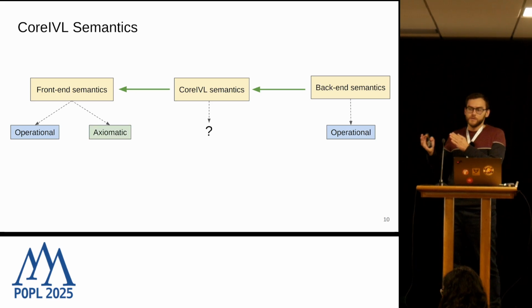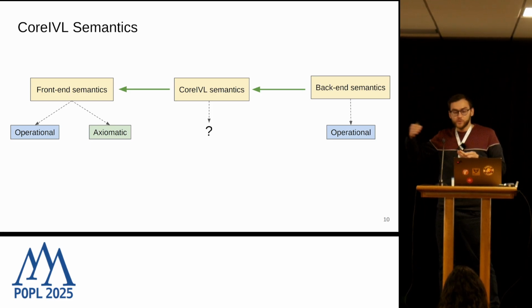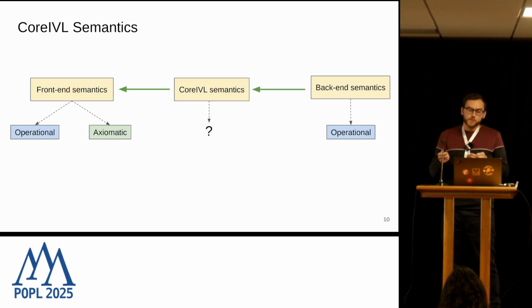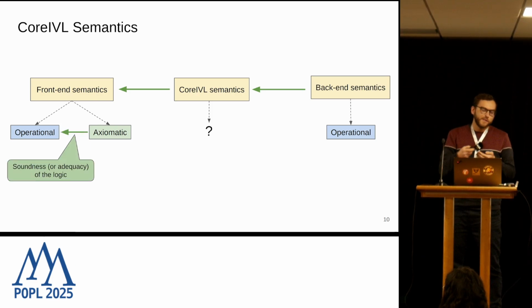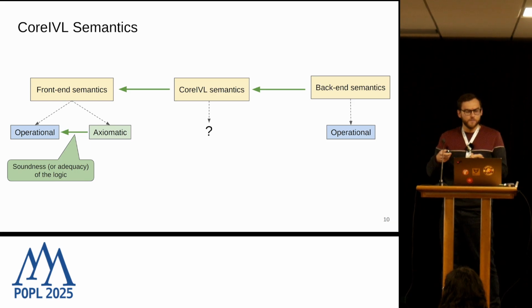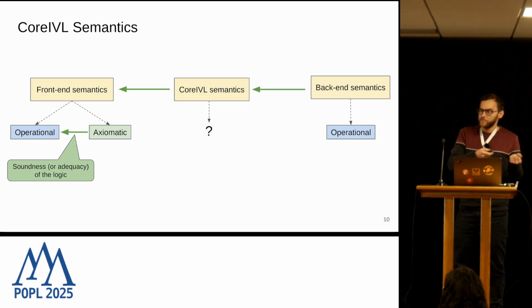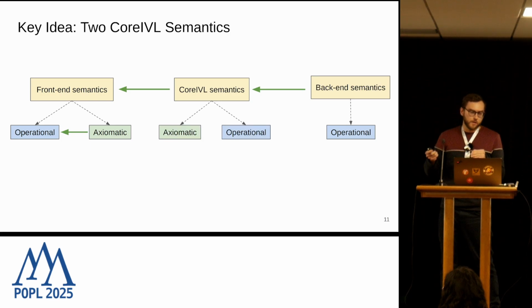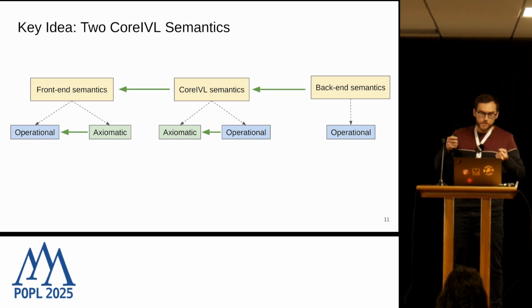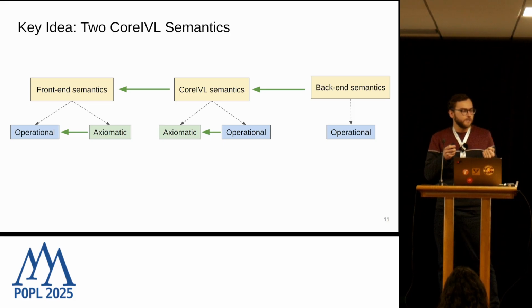But if you recall the example that we've seen, we actually use the separation logic rules to encode our core IVL program. So we actually want to connect our core IVL semantics to a separation logic or an axiomatic semantics. The axiomatic semantics is connected to the operational one via the usual soundness or adequacy theorem for the logic. And so one key idea of this work is actually to define two semantics for core IVL, one operational and one axiomatic. And we show that the validity of a core IVL program with respect to the operational semantics implies the one with respect to the axiomatic semantics.